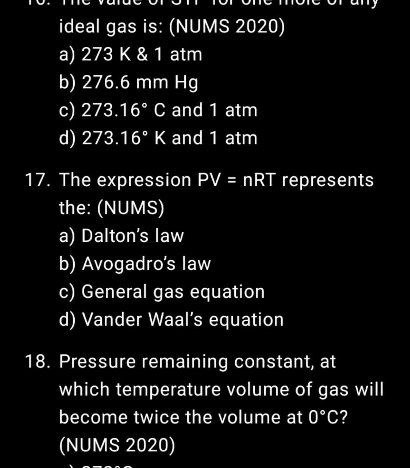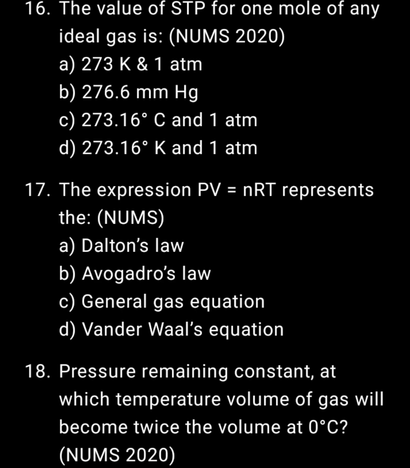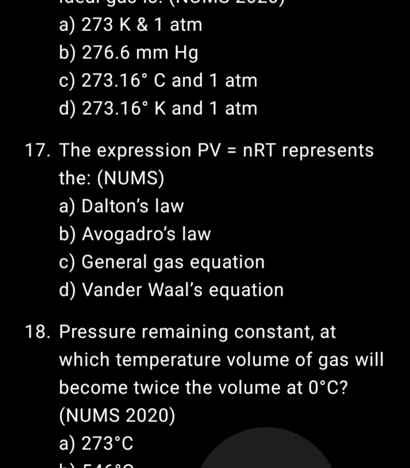16. The value of STP for 1 mole of any ideal gas is NUMS 2020. A. 273 K in 1 atmosphere. B. 276.6 mm Hg. C. 273.16 degrees Celsius in 1 atmosphere. D. 273.16 degrees K in 1 atmosphere.